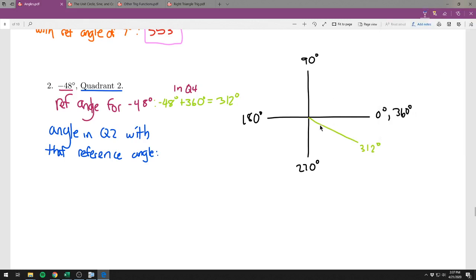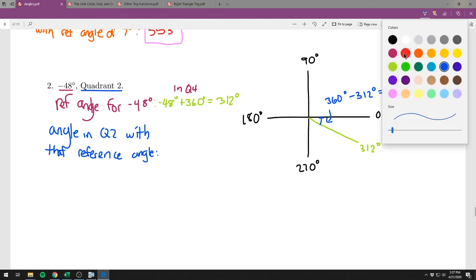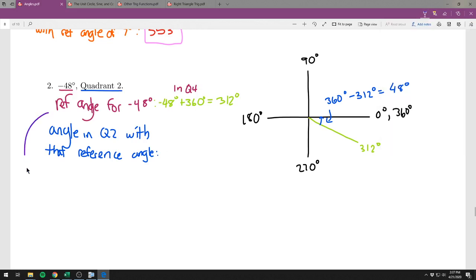And our reference angle here, right? Just remember, once again, be careful. Don't subtract the wrong thing. It would be 360 degrees, the bigger one, minus the smaller one. 360 minus 312 is 48. Right, so the reference angle for negative 48 degrees is just 48 degrees.